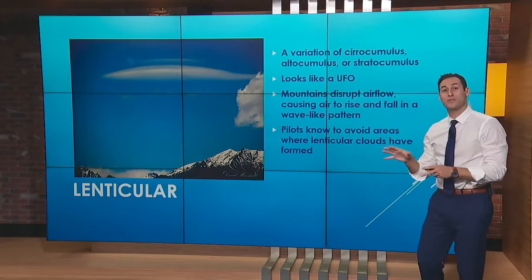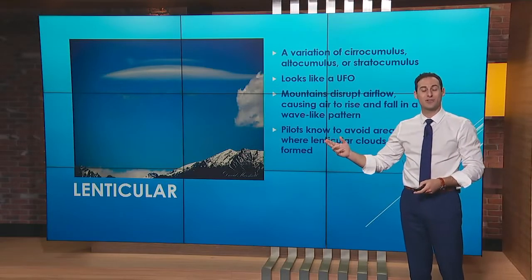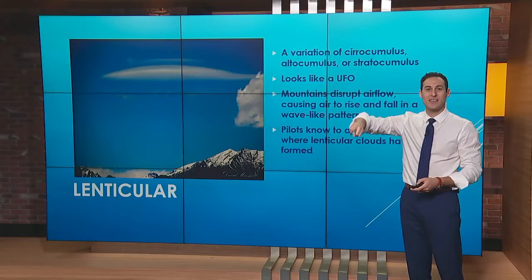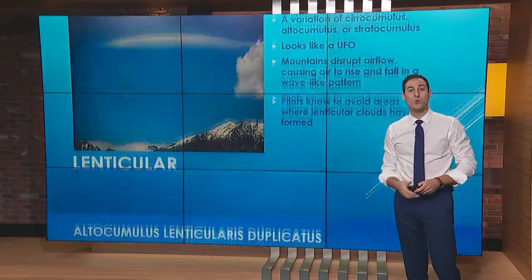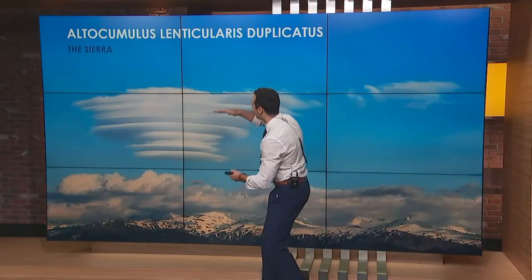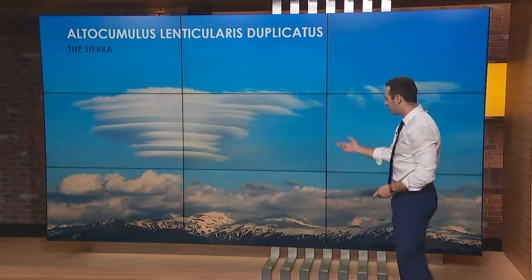Pilots know to avoid flying in areas with lenticular clouds because it means that there's turbulence in the atmosphere with the wind going up and down. So this is what Altocumulus lenticularis duplicatus looks like. This is when you have them stacked on top of each other, and this happens in the Sierra. This picture is from our region of Northern California. So I think you might be able to understand why these are my favorite.